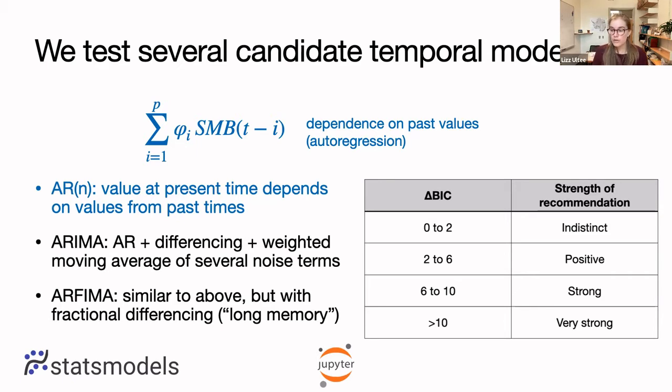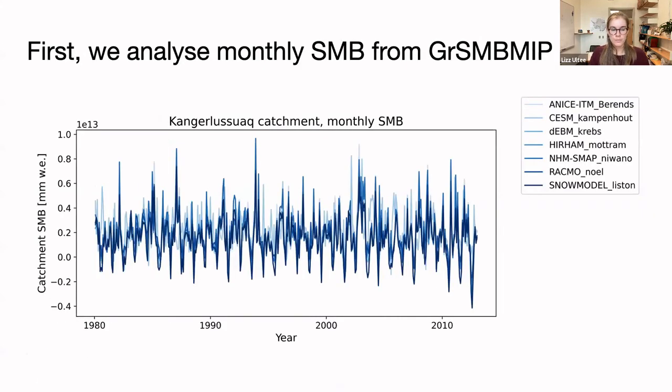To do the fitting that I show here, we're using some open source Python tools, which you can also use, the package statsmodels, and documented in a Jupyter notebook, which allows you to follow along and reproduce our approach. So first we extract and analyze monthly surface mass balance from all of the Greenland SMB MIP models that we have available to us. Here, these are 7 time series colored by the process model. Year on the x-axis and the catchment surface mass balance. So here a catchment total in millimeters water equivalent on the y-axis. You can see there the monthly variability over about 30 years.